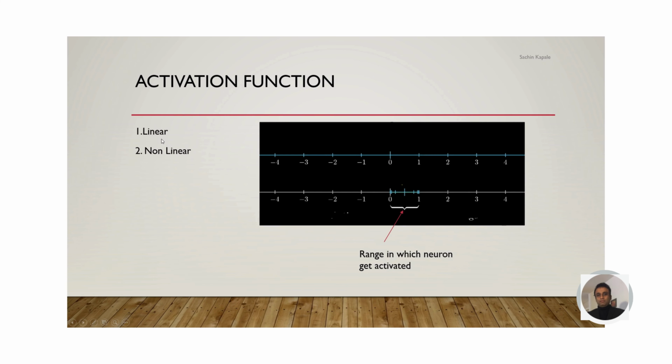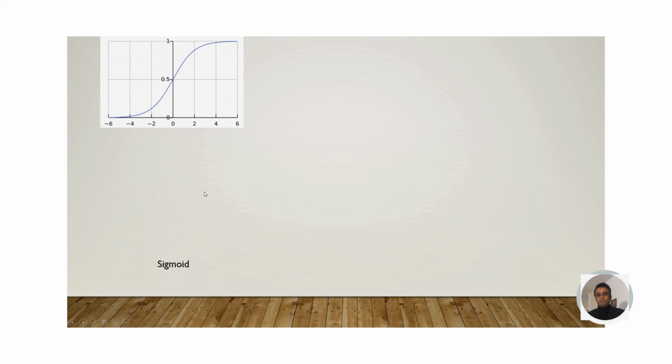There are multiple activation functions. Here I have mentioned some of them, linear and non-linear. So the first one we'll go about is the sigmoid function. What it is trying to do is take the values, no matter how negative or how positive, and squish that value in between 0 and 1.